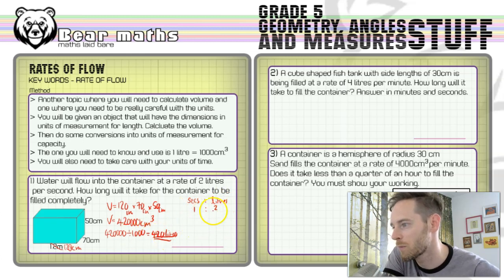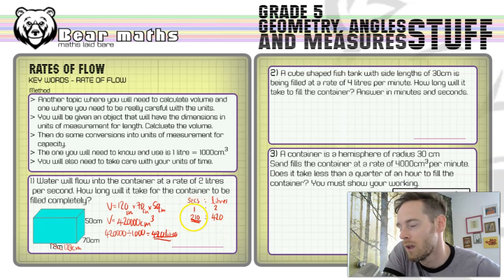Now, we want to fill it up to 420 litres. So I'm putting the 420 underneath the litres. Now if you divide 420 by 2, you get 210. Don't necessarily need a calculator for that, but you could use it if you wanted to. And you multiply this side by 210. Well, 1 times 210 is the answer. 210. There you go. That is it, 210 seconds.